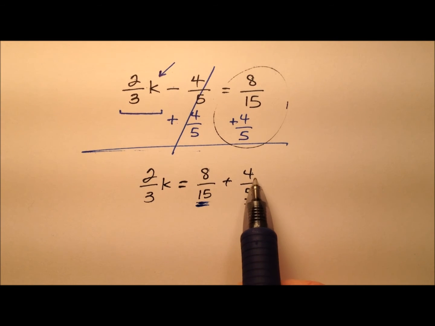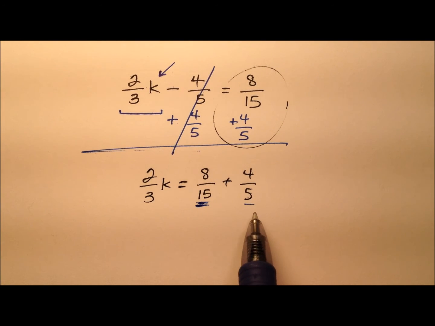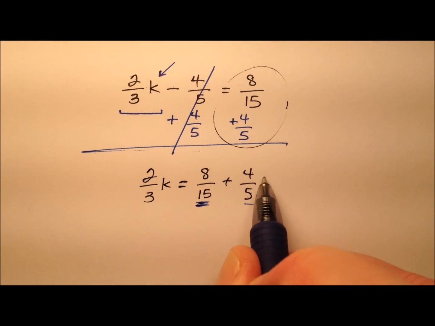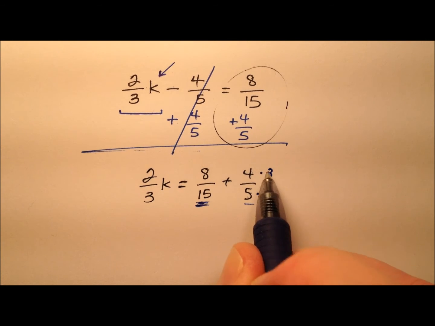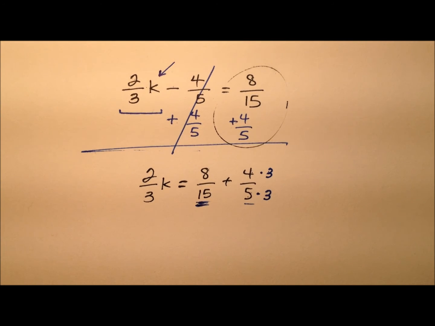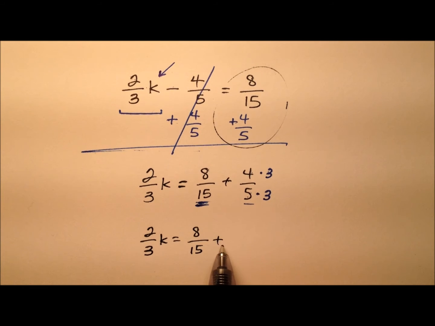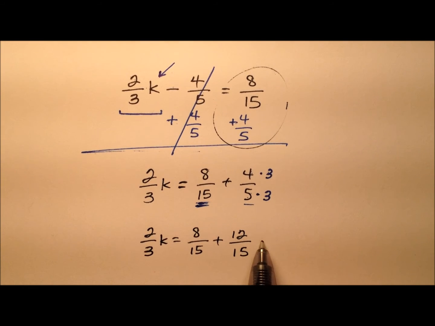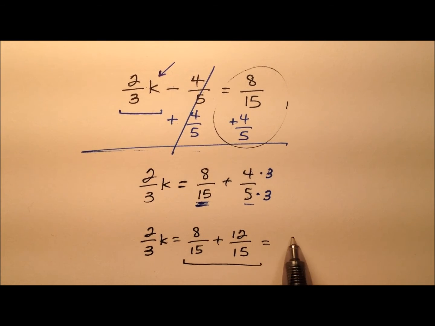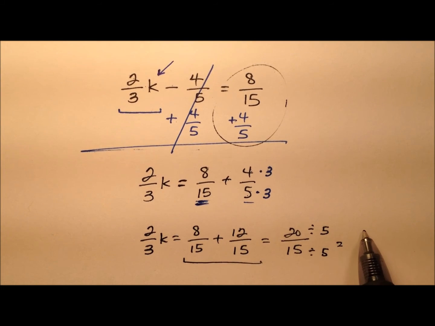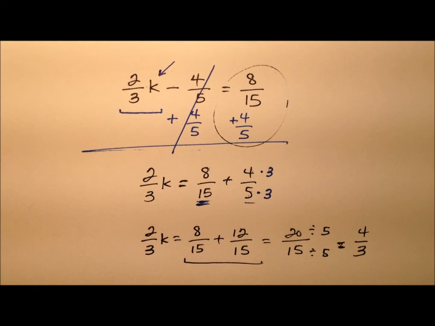But that means I need to take this fraction of 4/5 and scale it so it has the same denominator. So 5 times 3 will give me that denominator. But of course, whatever I do to the bottom, I also need to do to the top. So I'll multiply by 3/3. And I'll see I have 2/3 k equals 8/15 plus 12/15, which just this right side will turn into 20/15. But of course, I can reduce that fraction by 5, so really I'll have 4/3 right there.